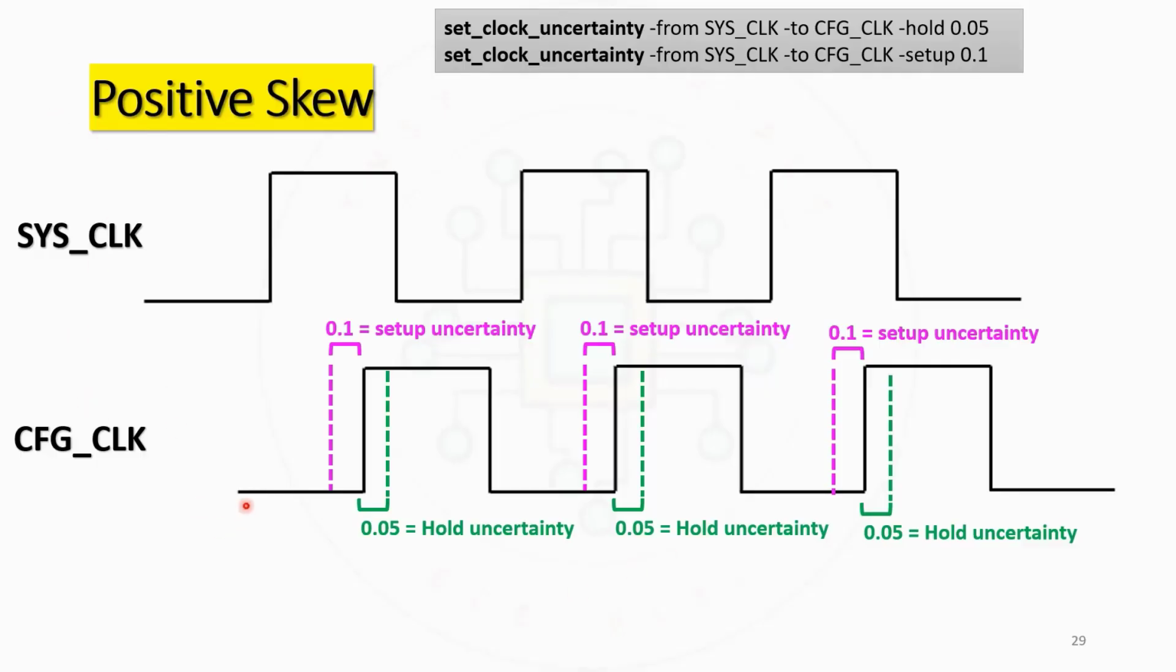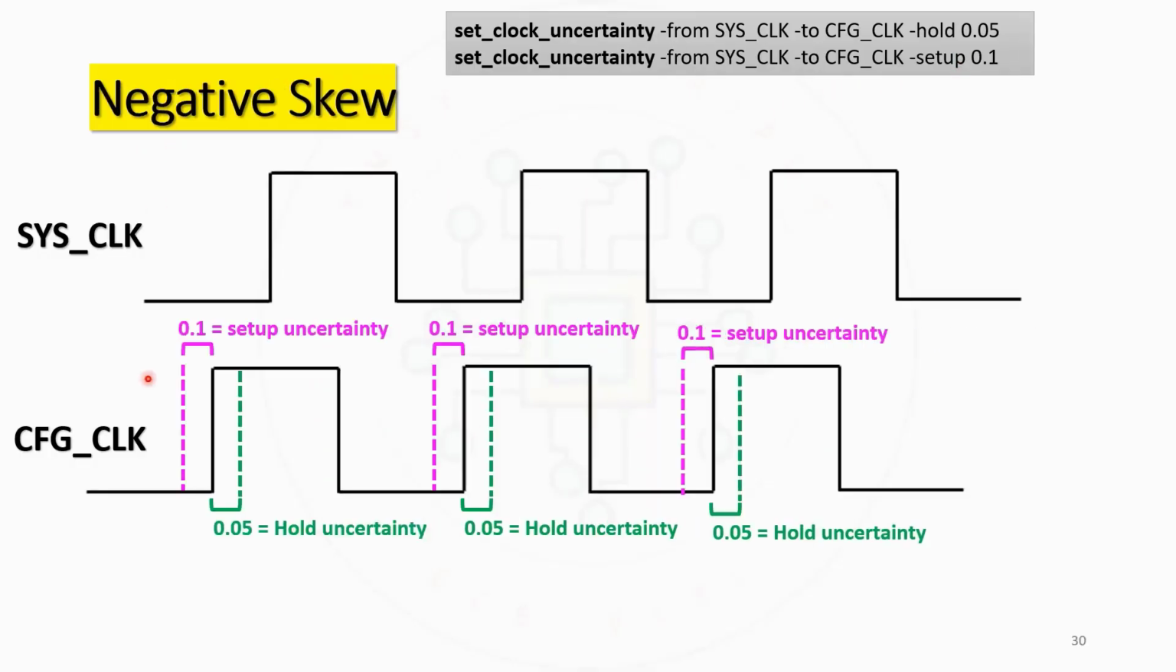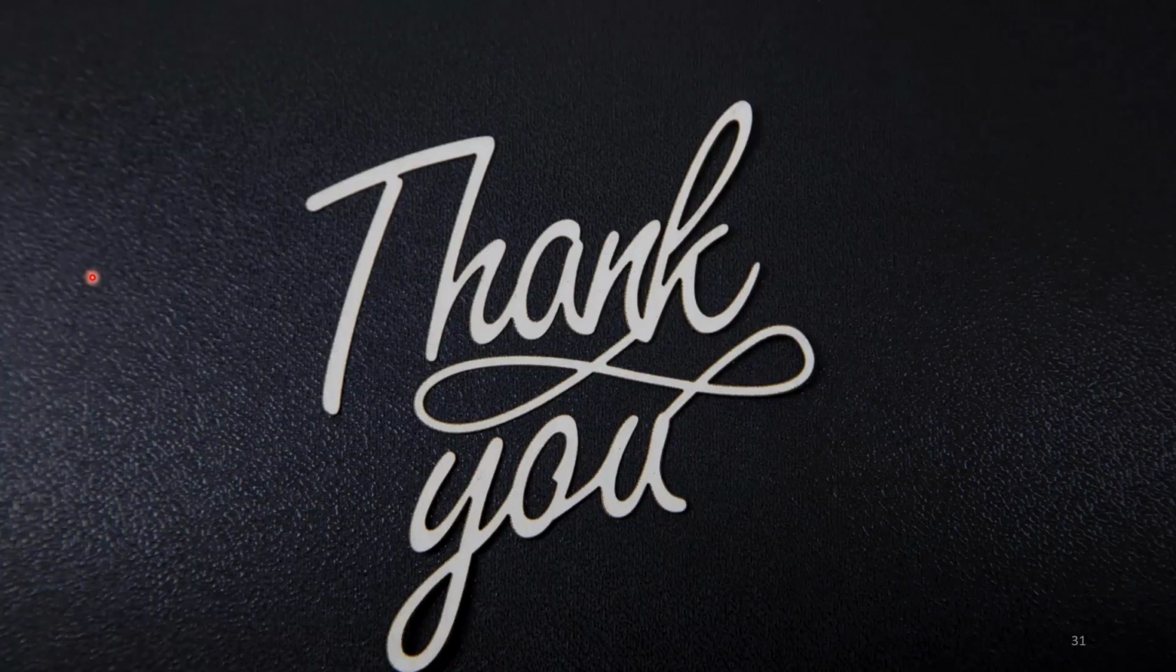Suppose it is positive skew, the CFG clock will be pushed towards the right-hand side, and again I am indicating the values of setup as well as hold here. So this is the waveform. If it is negative skew, it will be pushed towards the left-hand side, and this is the waveform. Here I am taking the clock frequency as the same, but I am considering the skew. If you want, you can vary the frequencies and check slow and fast as well. So thank you. We have explored all the different cases in set_clock_uncertainty.